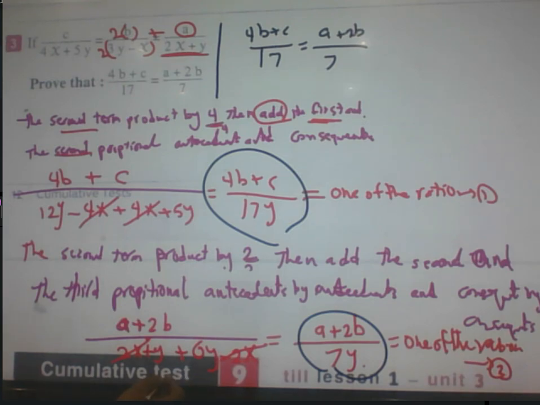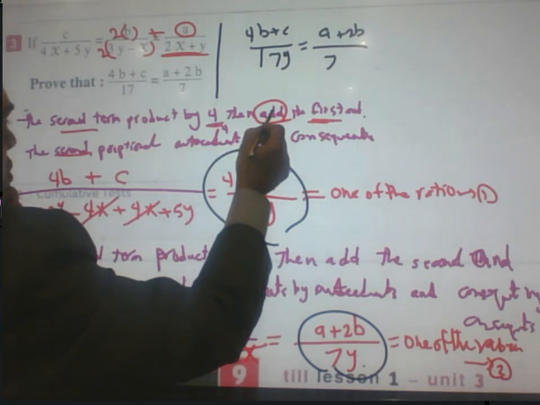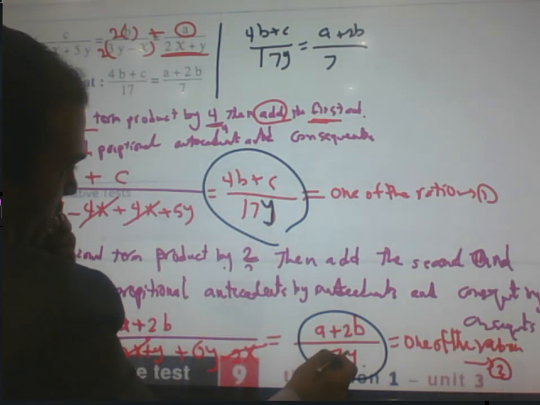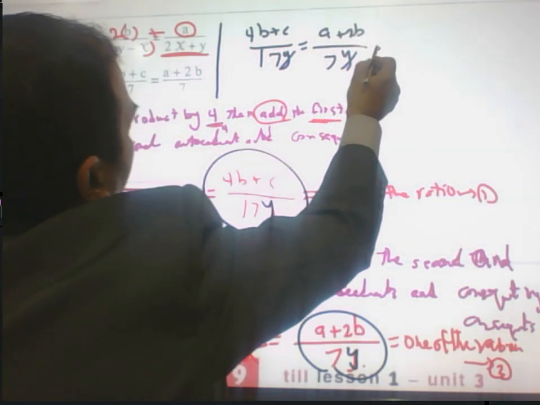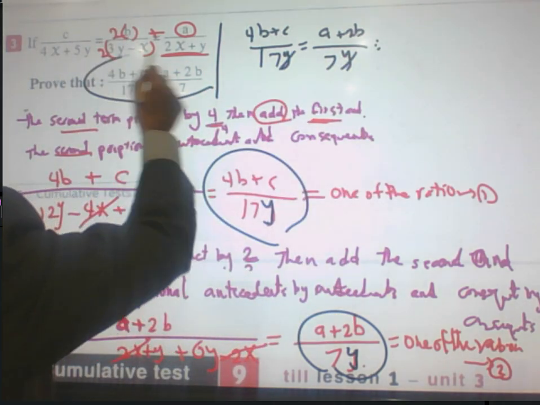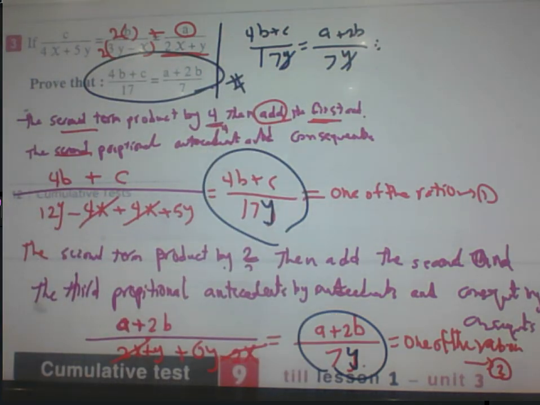We have here 7y. We have also here 17y. 17y here, and here we have 7y. You can divide by y to simplify. Then if we divide by y, then the relation will be here. By dividing by y, because y is a number, not zero, the relation is not changed.